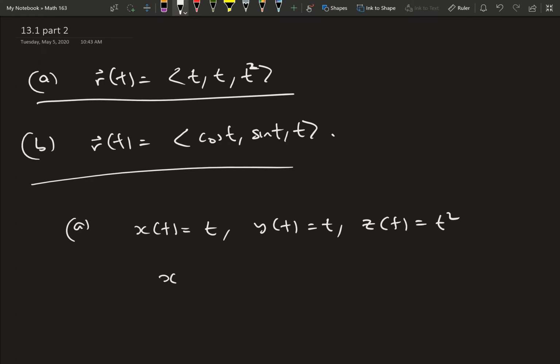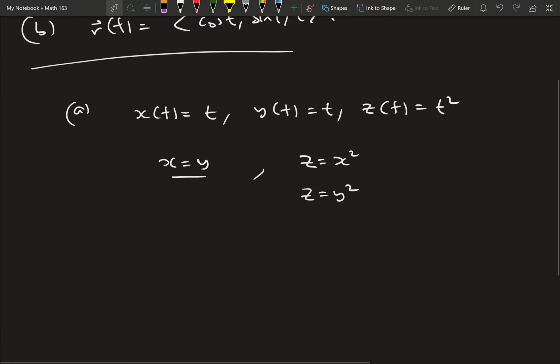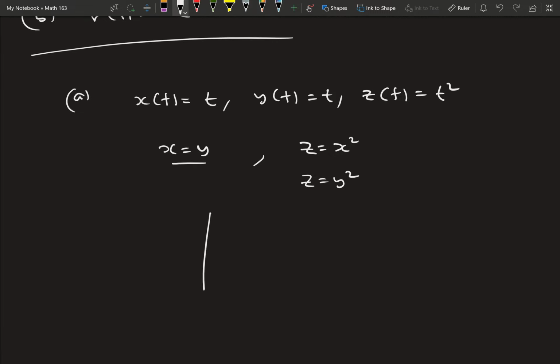So notice here that first of all, x equals y, and you can write z is equal to x squared, or you could write z equals y squared. They both mean the same thing because x equals y. So what this means is, first off, let's take the line y equals x. In the xy plane, it's a line, but overall, it's actually this plane that passes diagonally through the z axis.